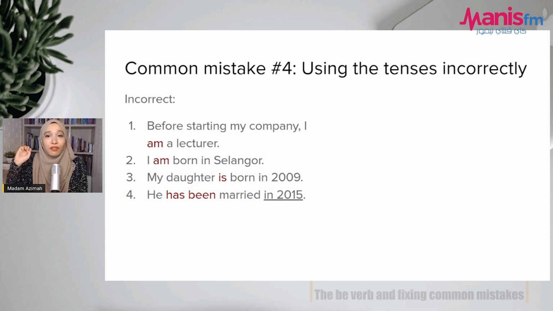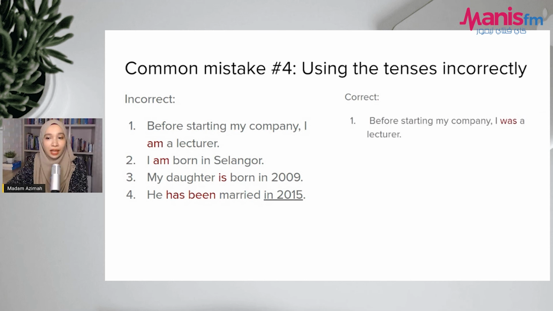Let's go to common mistake number 4, using the tenses incorrectly. Okay, so it's incorrect. Let's take a look at number 1. Before starting my company, I am a lecturer. Before starting my company. So we're talking about the past, aren't we? So we should be using was. Before starting my company, I was a lecturer. What about number 2? I am born in Selangor. This happened in the past, right? Should be I was born in Selangor.